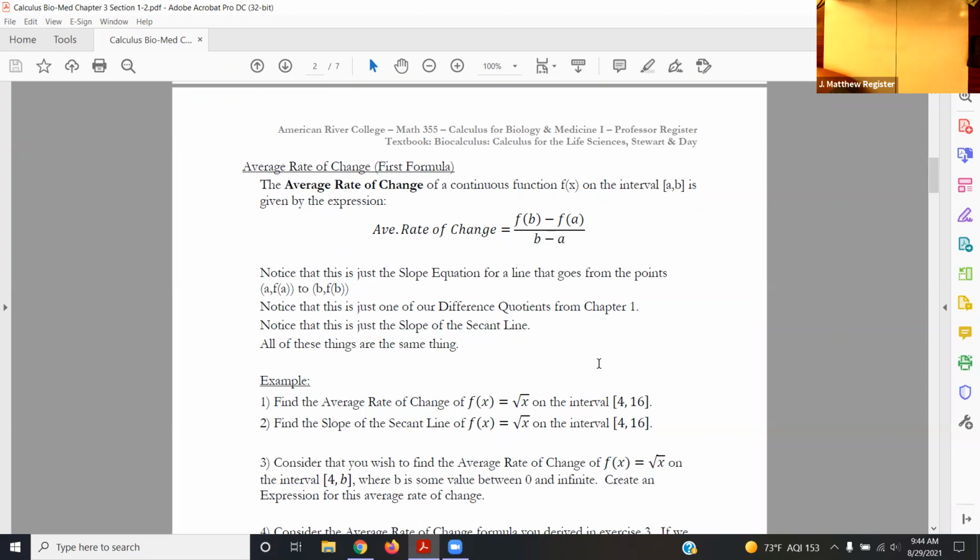And so here's a couple of examples. Find the average rate of change of f of x equals square root of x on the interval 4, 16. And then find the slope of the secant line of f of x equals square root of x on the interval 4, 16. Note that both of those are exactly the same. And so let's see if we can figure that out. Our function f of x is square root of x on the interval 4, 16.